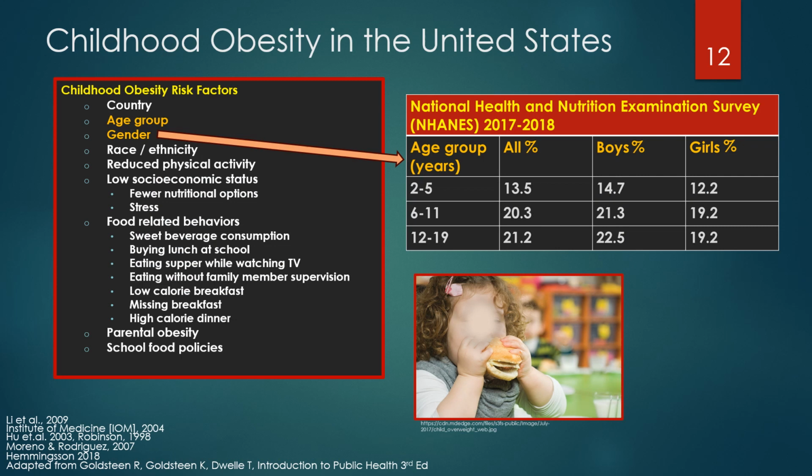For age grouping and gender, using National Health and Nutrition Examination Survey NHANES data for children and adolescents in the United States from 2017 to 2018, the obesity prevalence was 13.5% among 2 to 5-year-olds, 20.3% among 6 to 11-year-olds, and 21.2% among 12 to 19-year-olds, with obesity rates higher among boys than girls in all age groups.